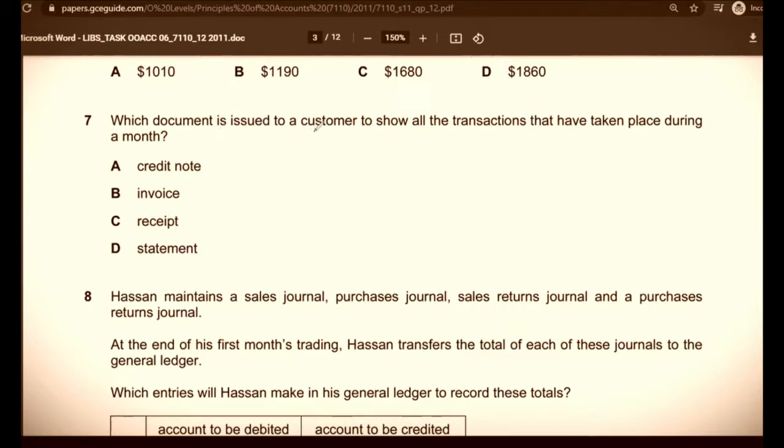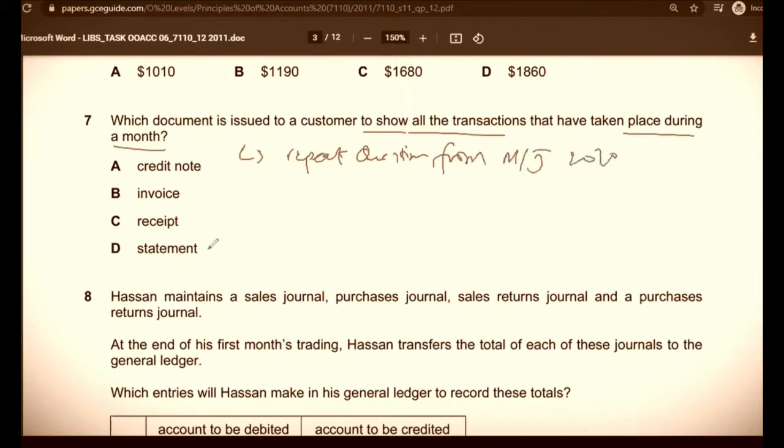Which document is issued to a customer to show all the transactions that have taken place during a month? This is again a repeat question from May, June 2010. So you have to pick an answer which will show all the transactions, and we know that is always the statement of account.